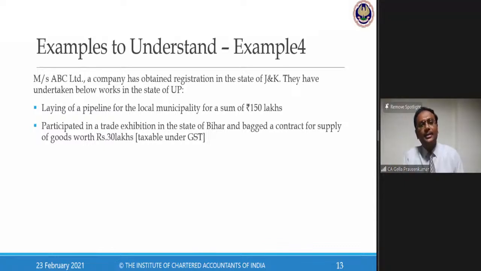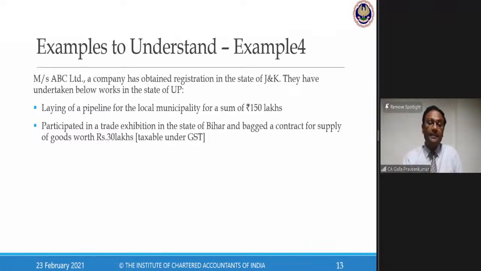Participated in a trade exhibition in the state of Bihar. Now, this is an extension of the same example. ABC Limited, which is registered in Jammu and Kashmir, came to the state of Bihar and participated in a trade exhibition. In that trade exhibition, he displayed his material. There was a customer who was interested to buy the material. The customer said, okay, I'm willing to buy this material worth 30 lakhs, in the trade exhibition.